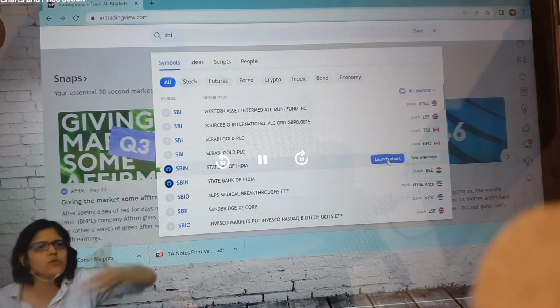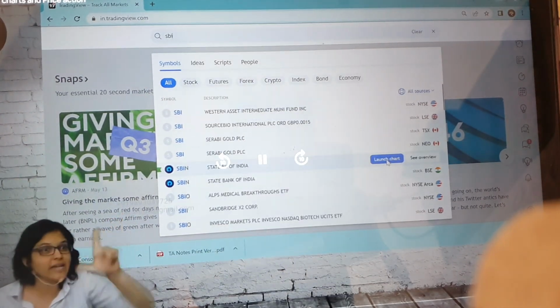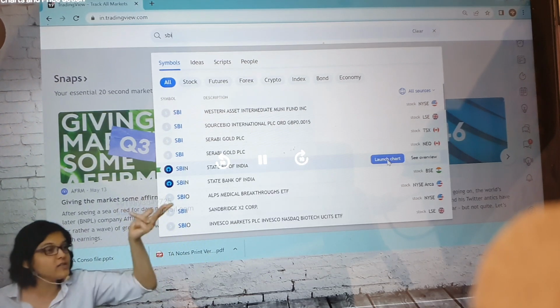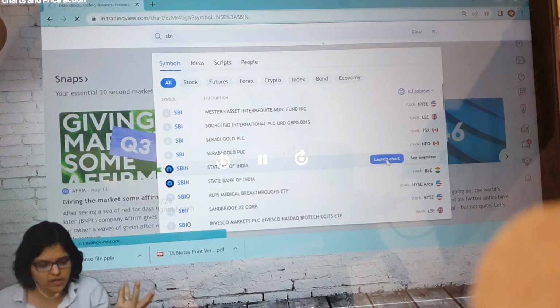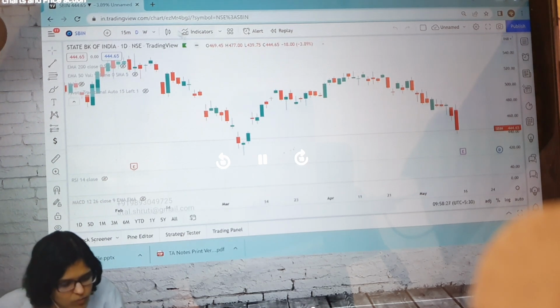Quote. What are the things that we want to see in quote? We want to see the line chart. We want to see the technical indicator, whether buy, sell or what. Analyst ratings we want to see. 52 week high low, that day's high low, everything we want to see. But if I want to directly jump to the chart, then what do I say? Launch chart.